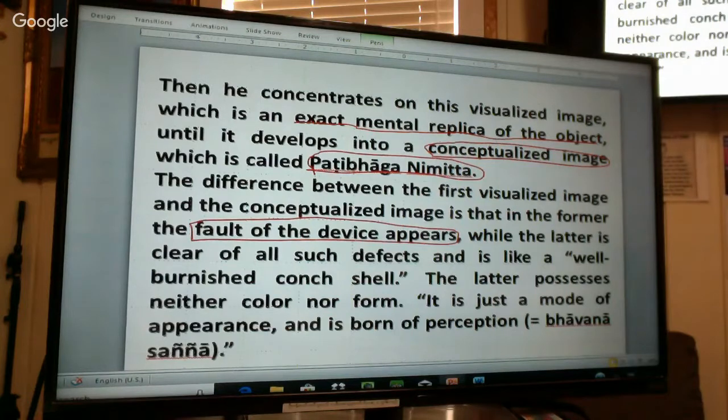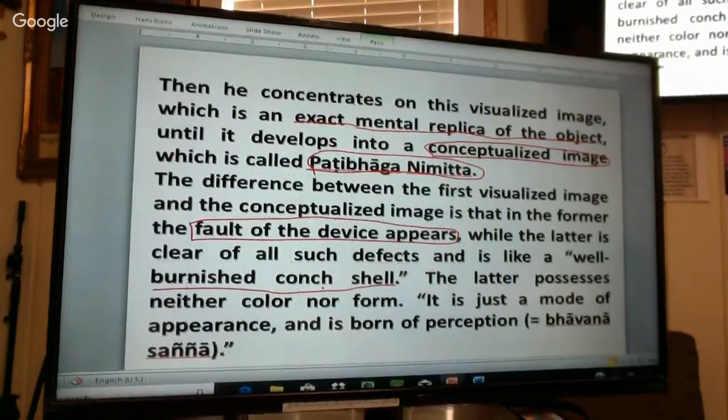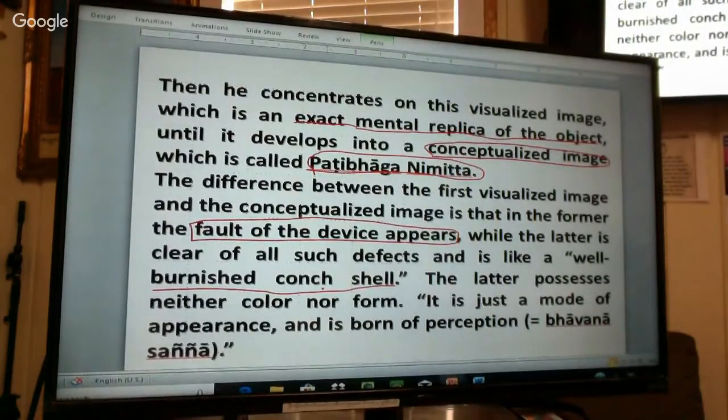So that's what we call in Pali, like a well-burnished conch shell. Conch shell means a kind of very white shell, but that white shell is burnished. That means it is very clear, no fault, no defect. And it doesn't have a color or form. The Patibhaga Nimitta doesn't have a color or form.